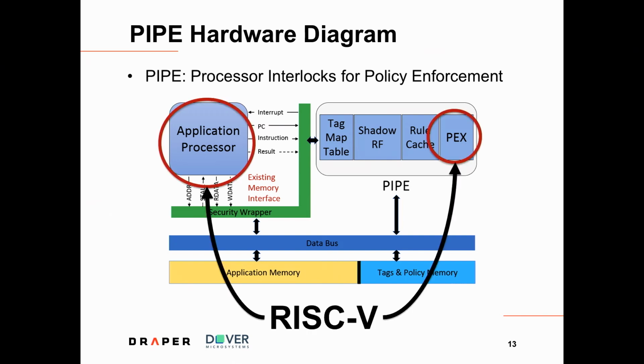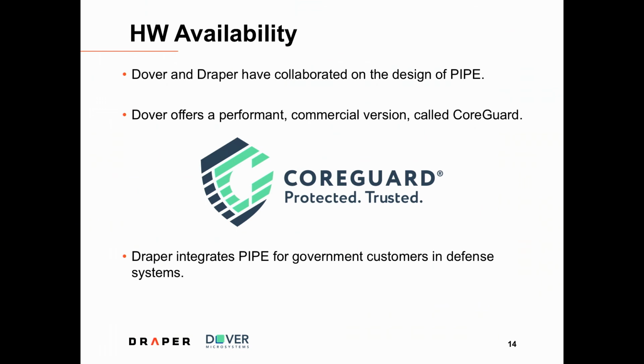I want to mention that we do this with RISC-V, right? So right now in our prototypes, both the application processor and the coprocessor, that thing marked PEX on the right there, are RISC-V cores. And we believe, as I mentioned, this policy language is ISA agnostic, so you could change out the application processor, but it's certainly our intent to always use RISC-V as the policy processor, because why not? It's the right choice. So this hardware is available. We collaborate with Dover and Draper on it. And Dover offers a sort of performant commercial version called CoreGuard, and Draper works with government customers to integrate it into defense systems.